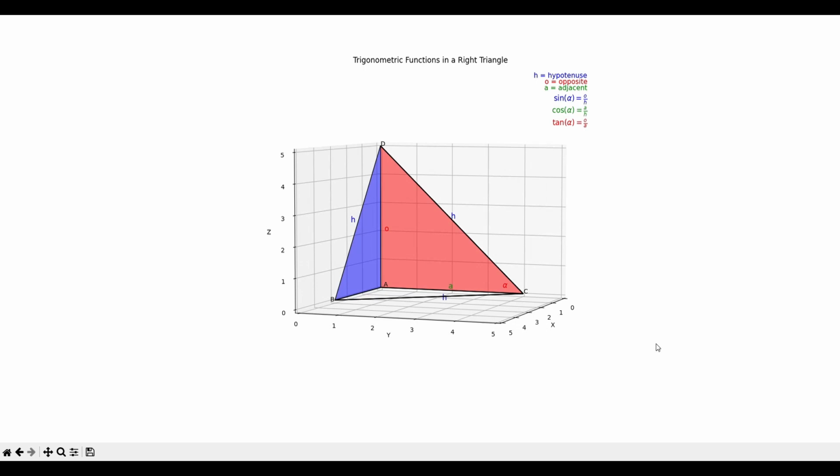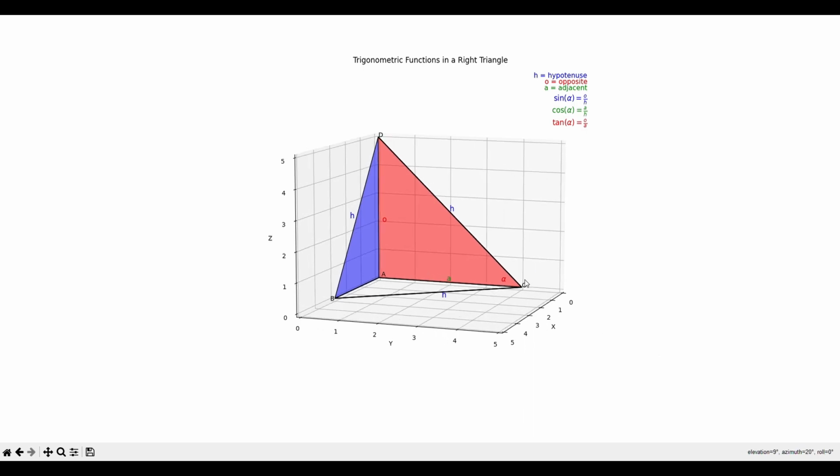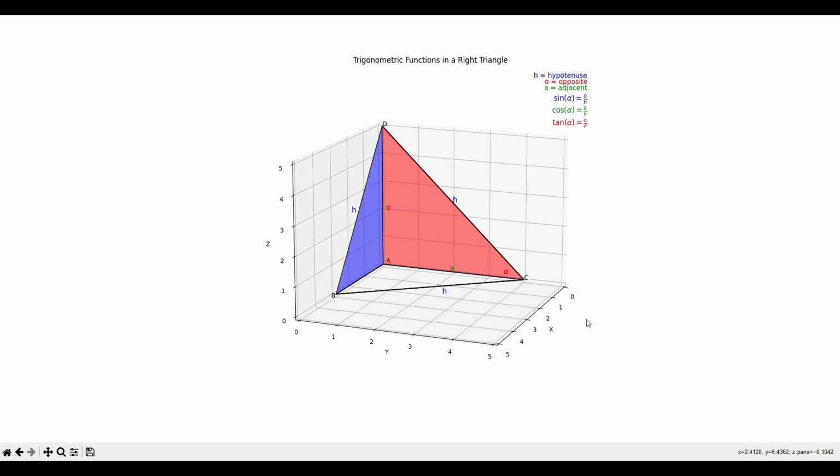Trigonometric solutions in 3D problems. Trigonometric functions such as sine, cosine, and tangent are fundamental in solving problems involving angles and sides of right triangles. In 3 dimensions, these trigonometric functions can be used to determine angles, distances, and orientations of objects relative to each other.